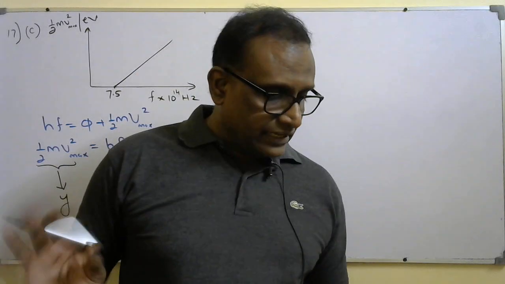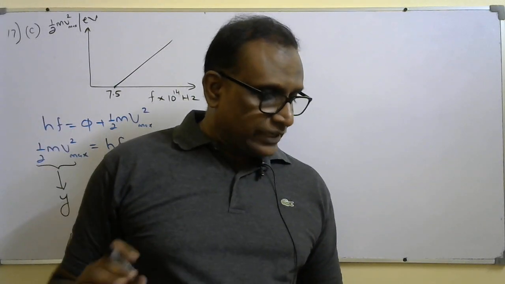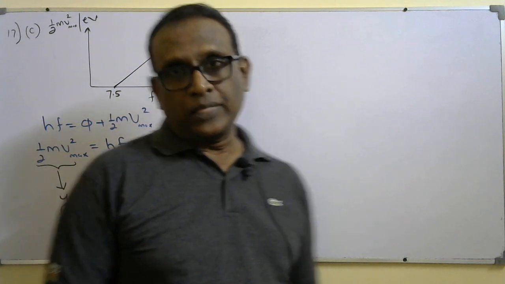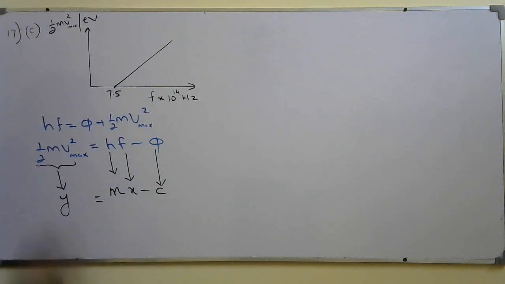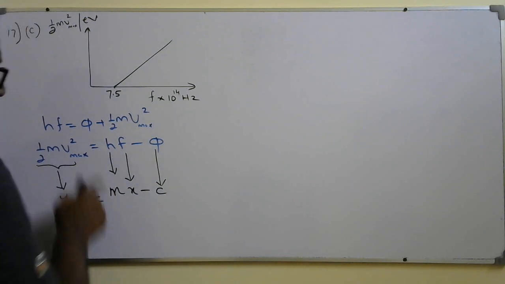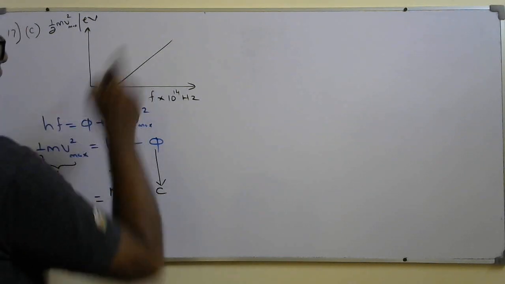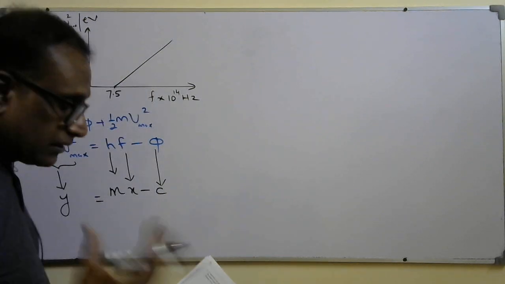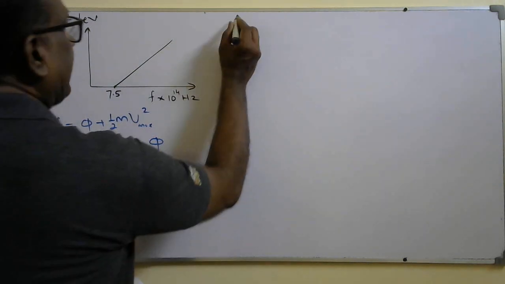But here they are saying this graph is not tallying with the values for the zinc plate. So what do we do? Two reasons we need to give. First, we will find the gradient. The gradient must be equal to the Planck constant. We'll find the gradient from the graph. It's on a grid, so we'll find the gradient.